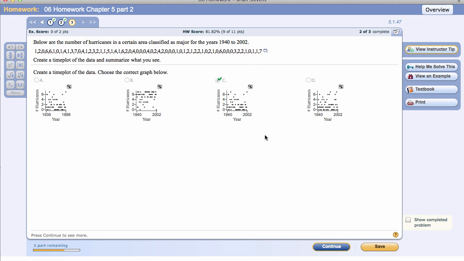One last thing to state about this. You can trick the question. If you find the two graphs that are similar, A and C, and then you find the one with the right scale, you'll generally be correct. But make sure you know what a time plot is. It could be important.